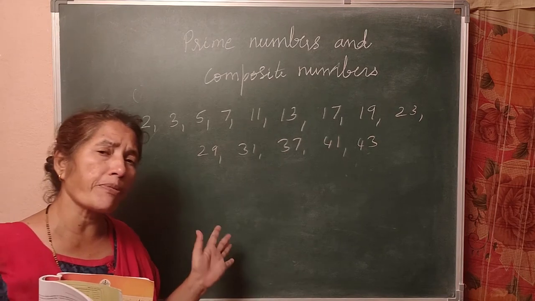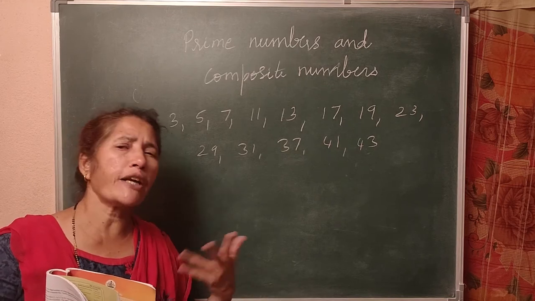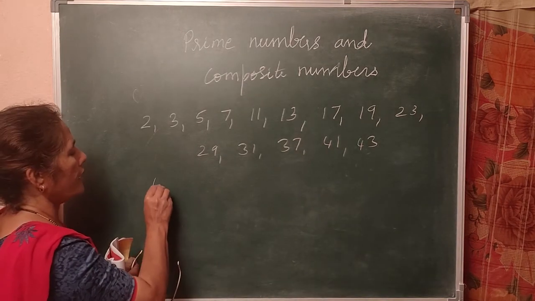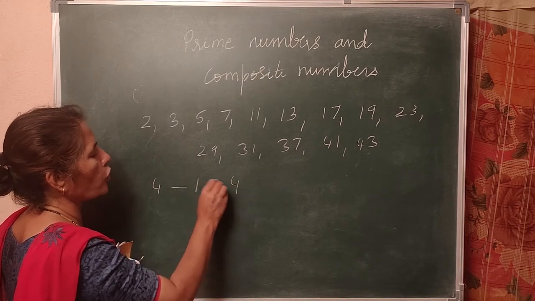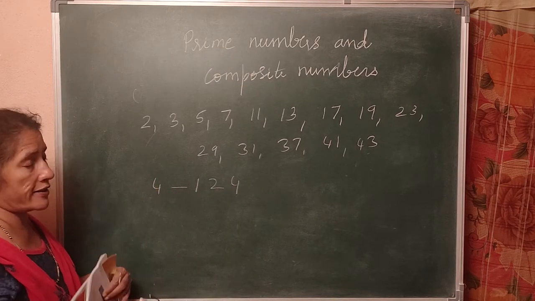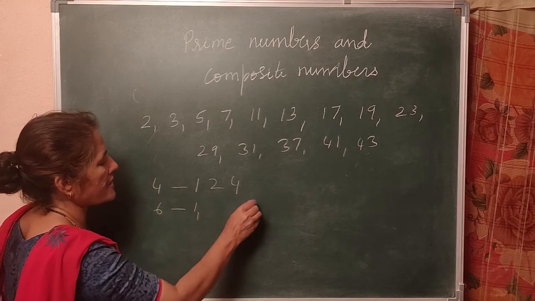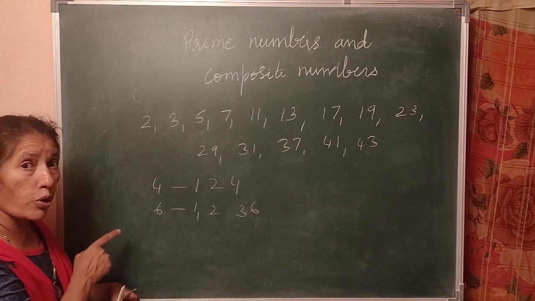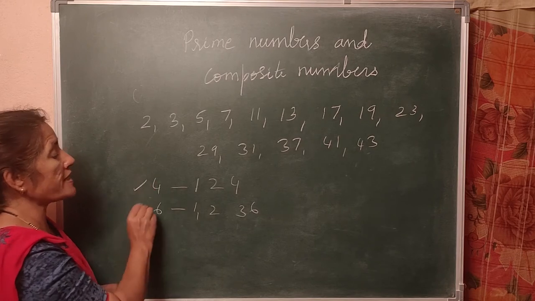If the number is not prime, then it is called a composite number. What is the meaning of composite number? A composite number is a number which has more than two factors. Suppose I take the number 4. What are the factors of 4? 1 4s are 4, 2 2s are 4. So 1, 2, 4, more than two factors. What about 6? 1 6 is 6, 2 3s are 6, 3 2s are 6. There are more than two factors, so they are called composite numbers.